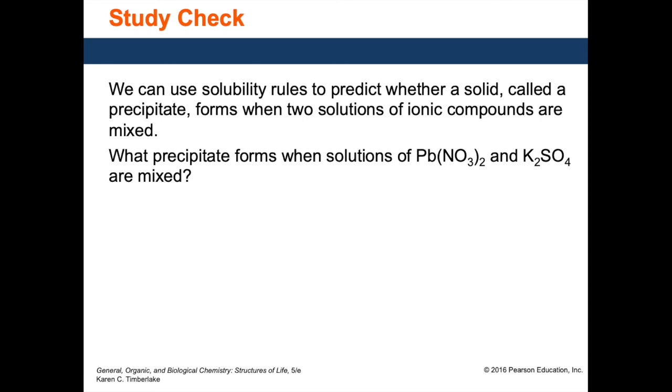All right, so let's look at an example here for a reaction between lead(II) nitrate and potassium sulfate. These are both going to be water-soluble salts. These will form aqueous solutions. Lead(II) nitrate, of course, has nitrate, so we know that's going to dissolve in water and form an aqueous solution. Potassium sulfate has potassium. We know that potassium salts are also going to dissolve in water.